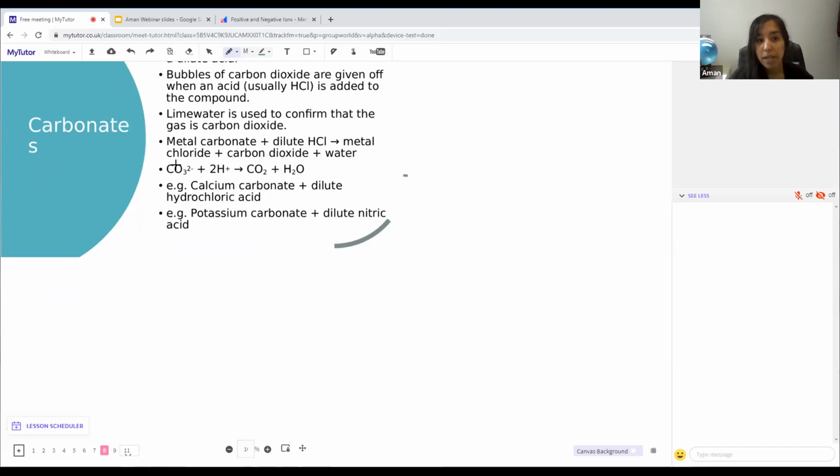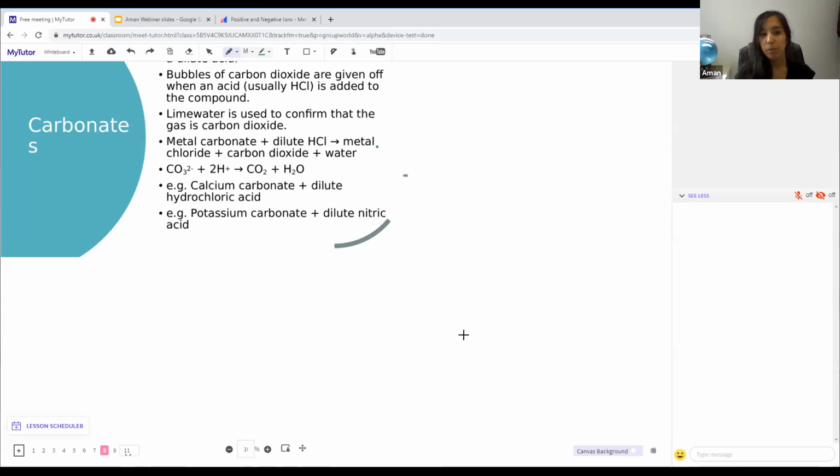This is the ionic equation for what's happening. We have a carbonate ion reacting with the hydrogen ions. Remember, those hydrogen ions come from the acid, because the ion that makes an acid is the hydrogen ion. When the carbonate ions react with the hydrogen ions, we get carbon dioxide and water. That's the ionic equation. This is the word equation up here, where the carbonate reacts with dilute hydrochloric acid to produce a metal chloride, carbon dioxide, and water.